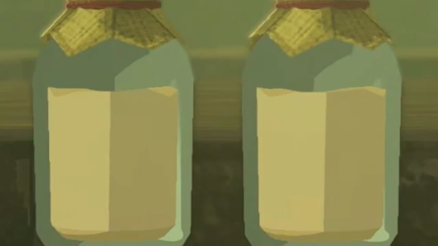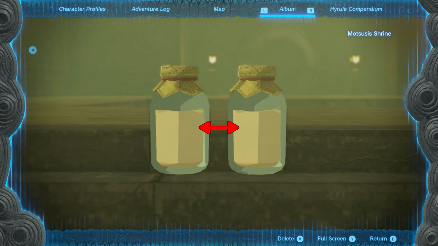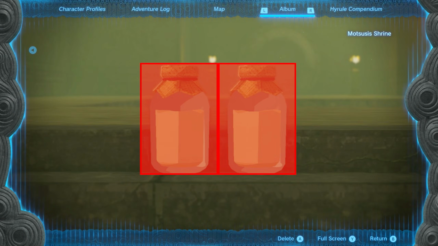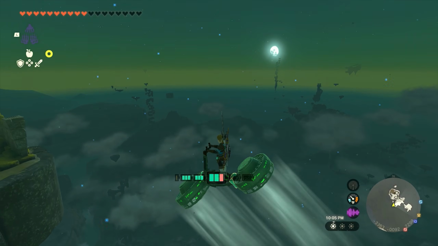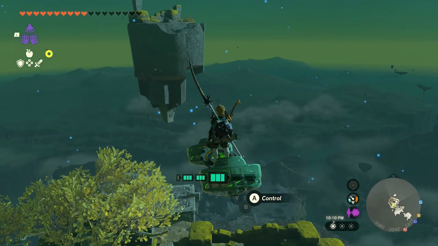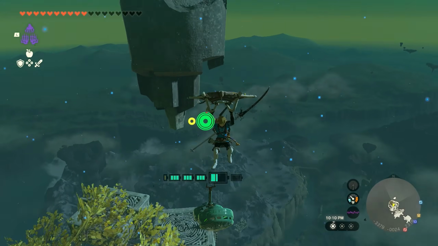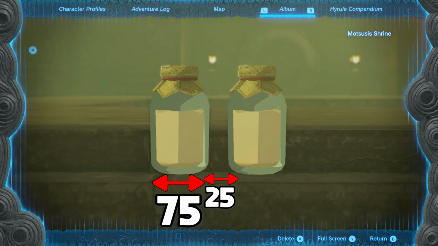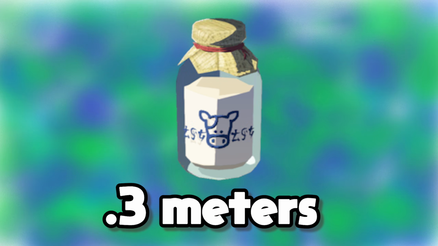But wait, there's a gap between the milk bottles when placed on the ground. This happens because the hitbox of the milk is larger than the actual model. I realized that I needed to find the gap between the milk bottles before I could calculate the volume of the milk. I took a picture of 2 milk bottles and measured the gap in between them. I found that 25% of what I was previously calling part of the milk bottle was actually just the space between them. Using this percentage, I was able to calculate that the milk bottle was actually 0.3 meters wide.